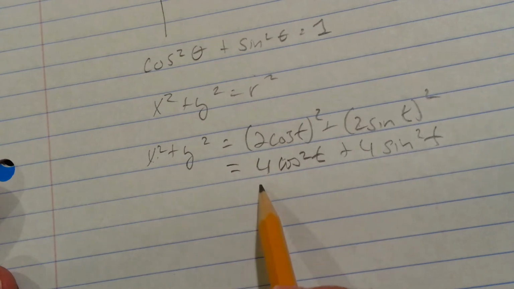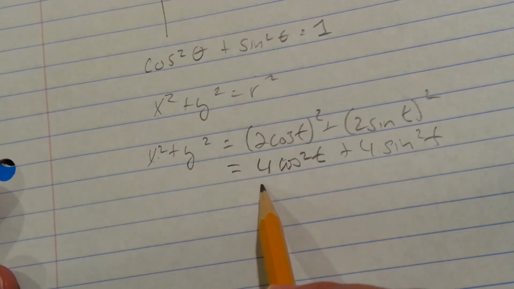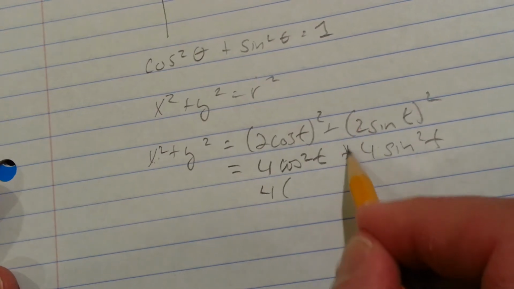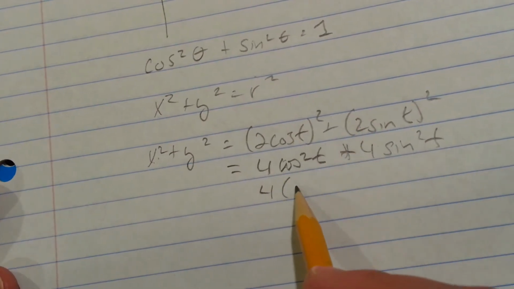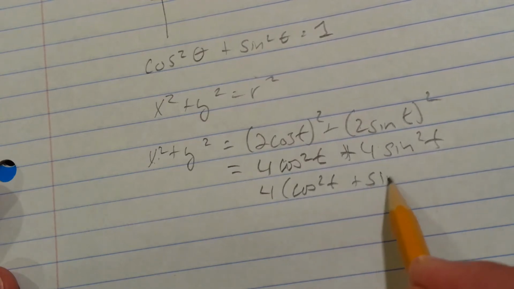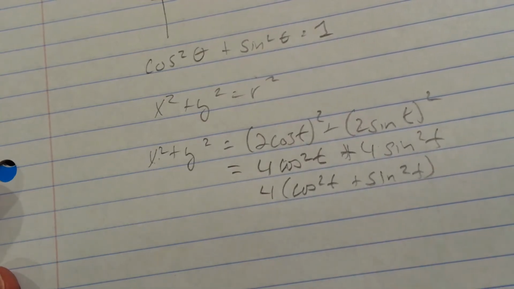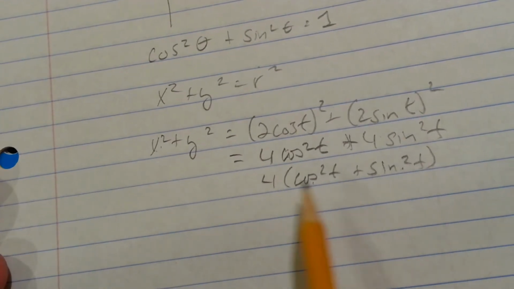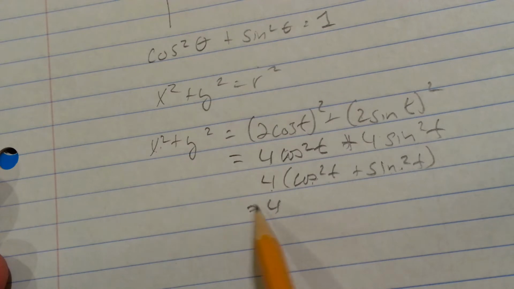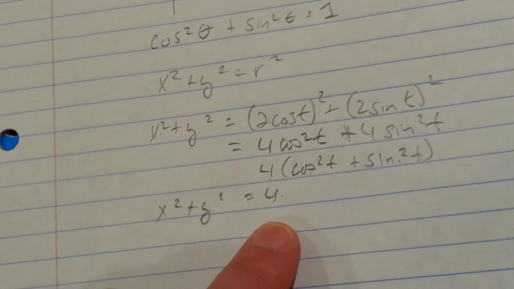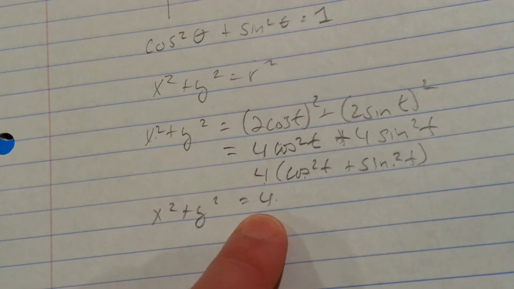And then we take out this 4. We have 4 is common to both of these terms. So we factor out a 4, and I've got cosine squared t plus sine squared t. And what I say about cosine squared plus sine squared, that's just 1. So 4 times 1 is 4. And there's our equation, x squared plus y squared equals 4. So my radius is 2. Remember, this is r squared. Okay?